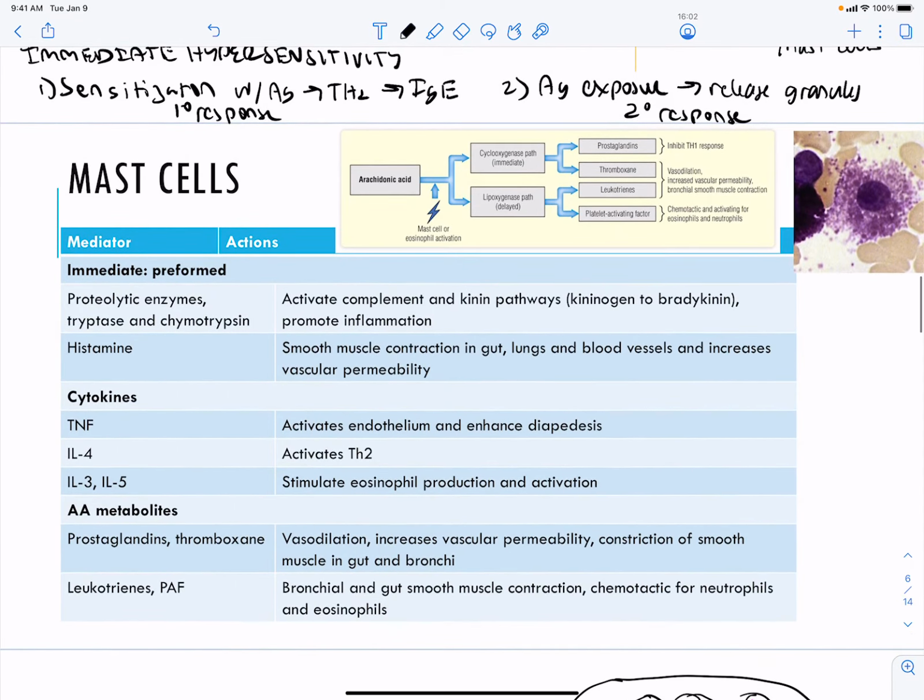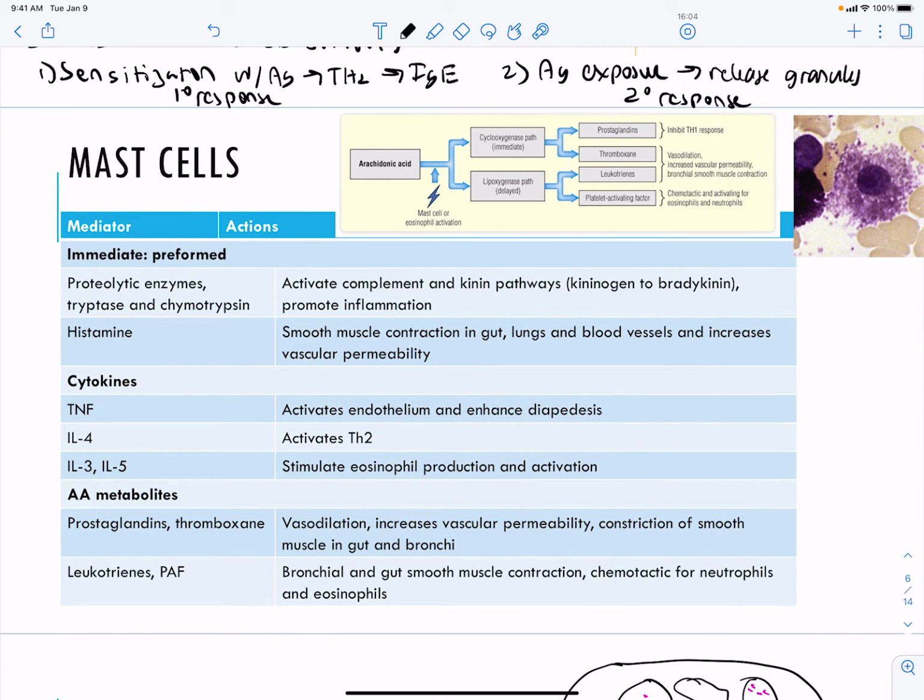So mast cells also have different types of mediators. So it has preformed mediators, and that's why it's called immediate hypersensitivity, because these immediate preformed mediators get released almost immediately. So it's within seconds. And then the late mediators are going to occur within minutes to hours. So with respect to the immediate hypersensitivity, which is the allergic response, the difference between immediate and late is not days and weeks, but it's just hours as opposed to minutes.